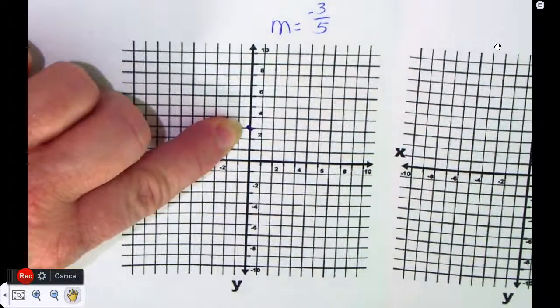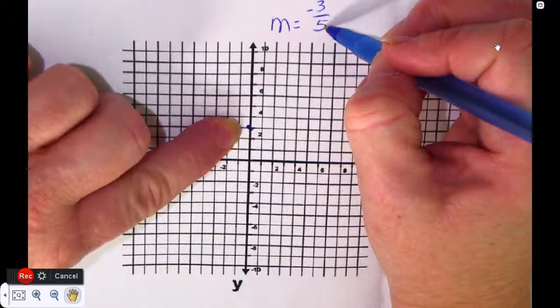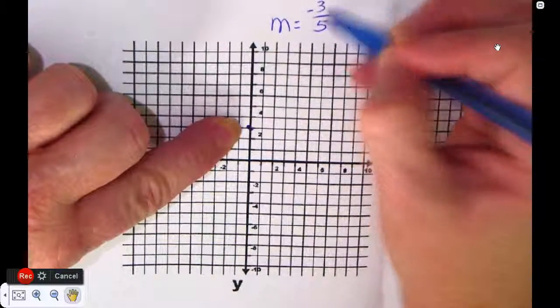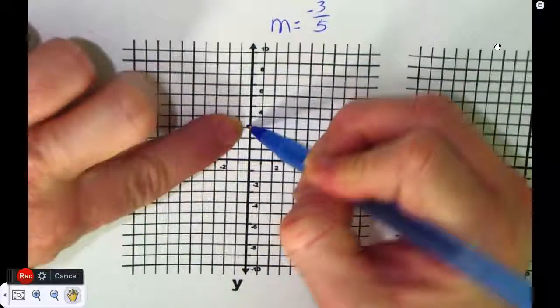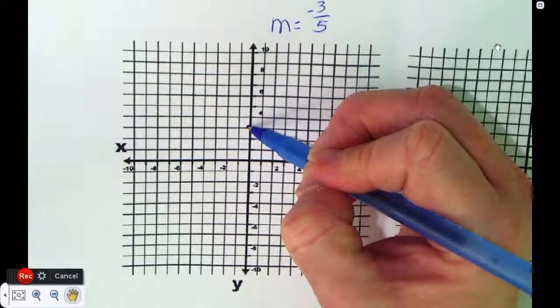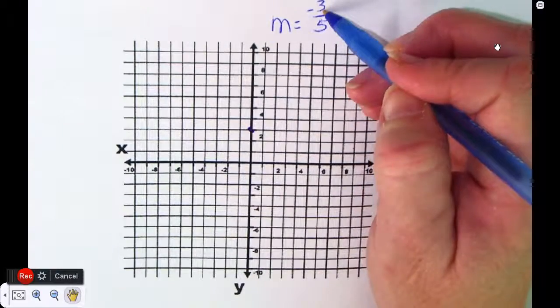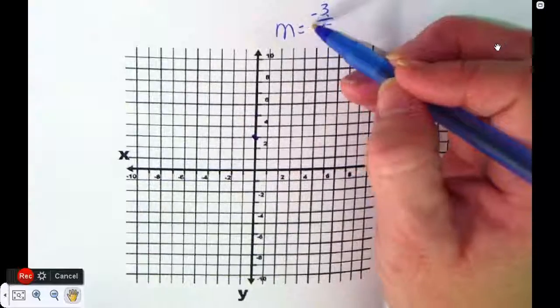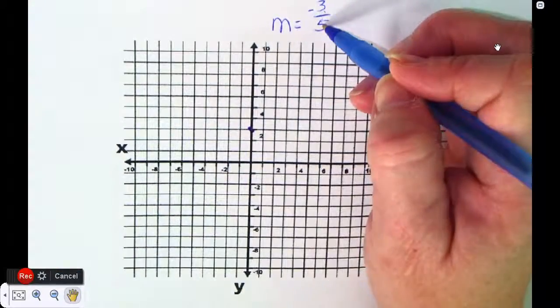Rise over run. Now, you can make the 3 negative or the 5 negative. It doesn't matter. One of them is going to be negative. Only one. I usually put the negative sign on top. That's just how I write it. That's how I've always written it. It can go out front. It can be on the bottom. But this is a little bit easier if you do this.